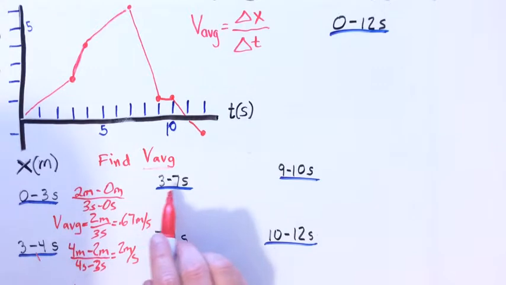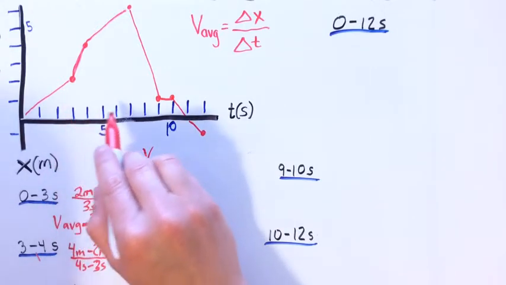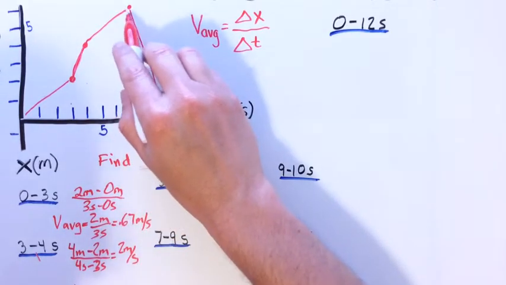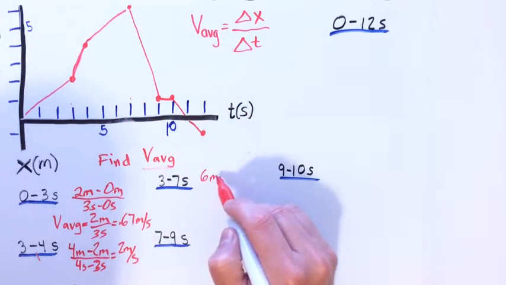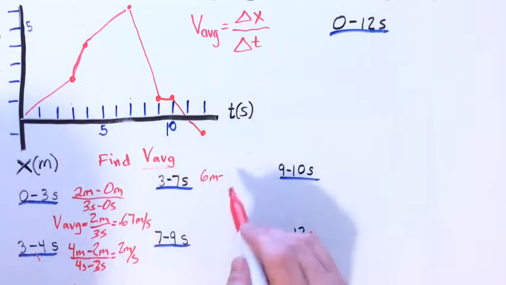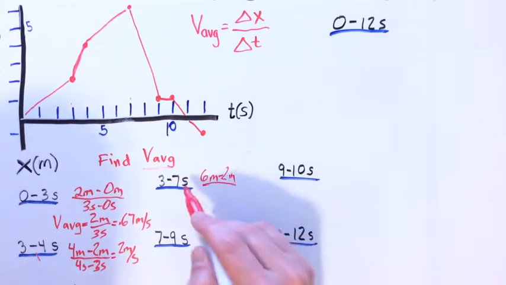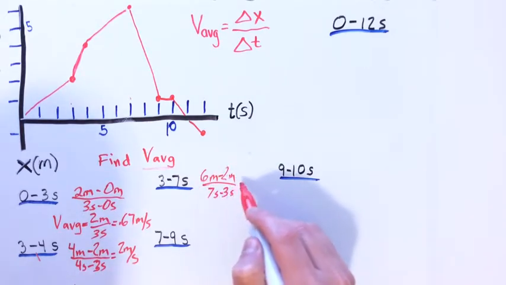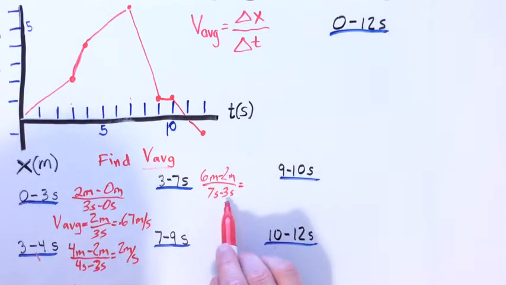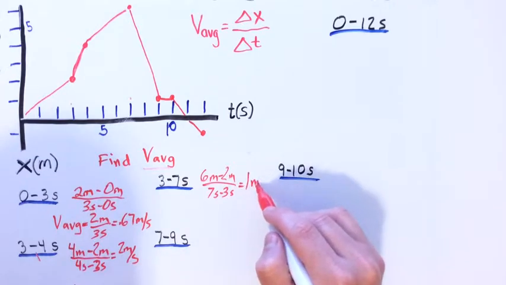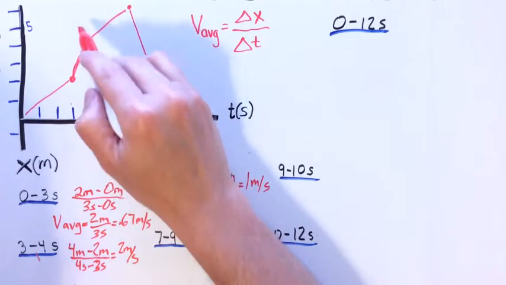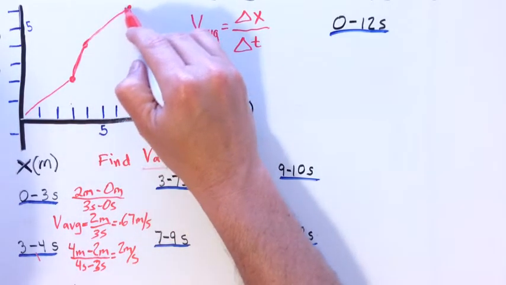Let's try this one from 3 to 7 seconds. So from 3 to 7. At 7, the value is 6. We're at 6 meters. We're going to subtract the value at 3, which is 2 meters, and that time is going to be 7 seconds minus 3 seconds. So you see we get 4 on top divided by 4 on the bottom. So it's 1 meter per second is the average velocity between this point and that point.